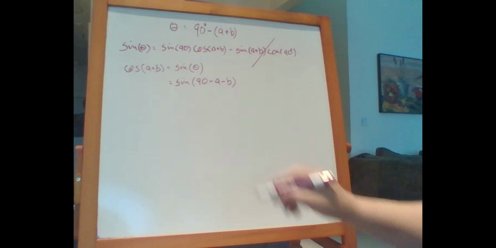Now, here's a variant of something that we already seen. Instead of A being A on 2 plus A on 2, let's look at 2A equals A plus A. So we have the sine of 2A, and that's equal to sine A cos A plus sine A cos A, and that's equal to 2 sine A cos A, and that's another version of the double angle formula.